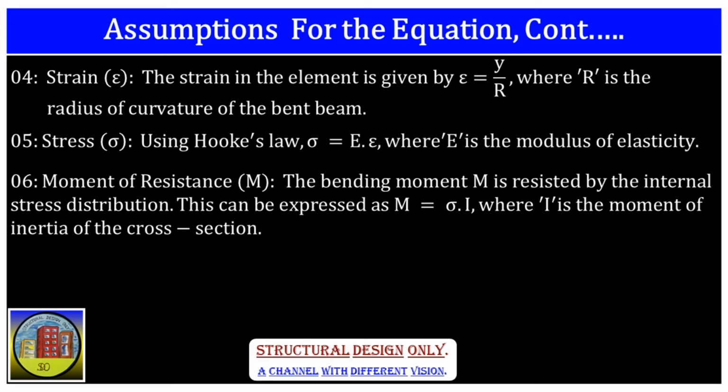It's determined using Hooke's law, where stress equals the modulus of elasticity, E, multiplied by strain. Finally, the bending moment, M, is resisted by the internal stress distribution within the beam. This resistance is quantified by the moment of inertia, I, a property of the cross-sectional area. Thus, bending moment equals stress multiplied by the moment of inertia. In our next slide we are going to establish the equation.